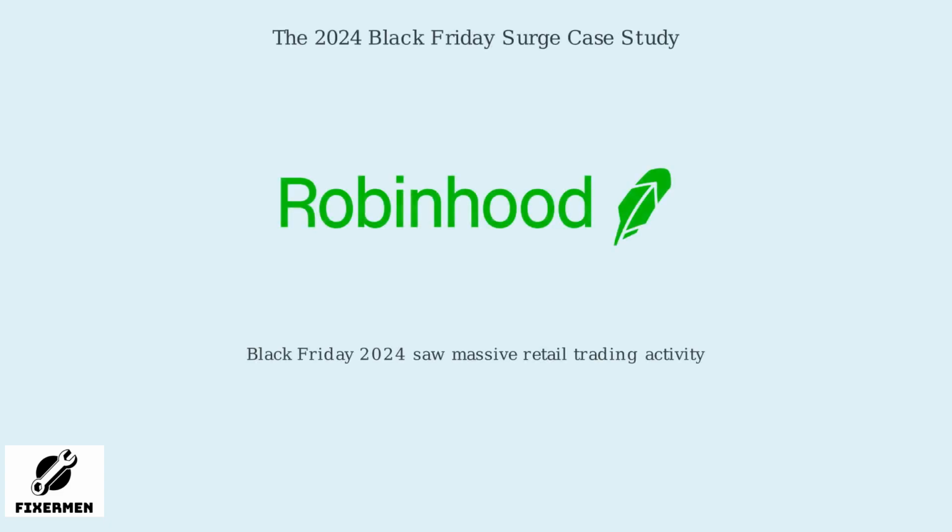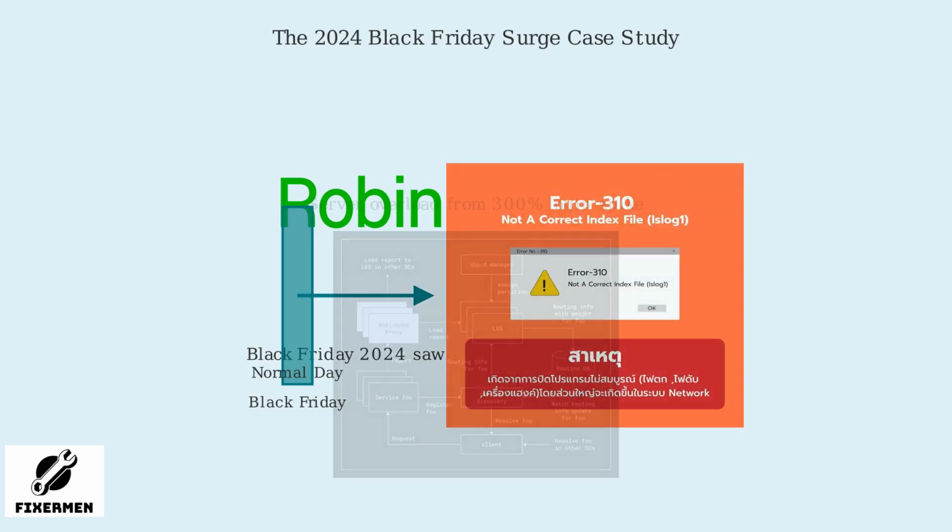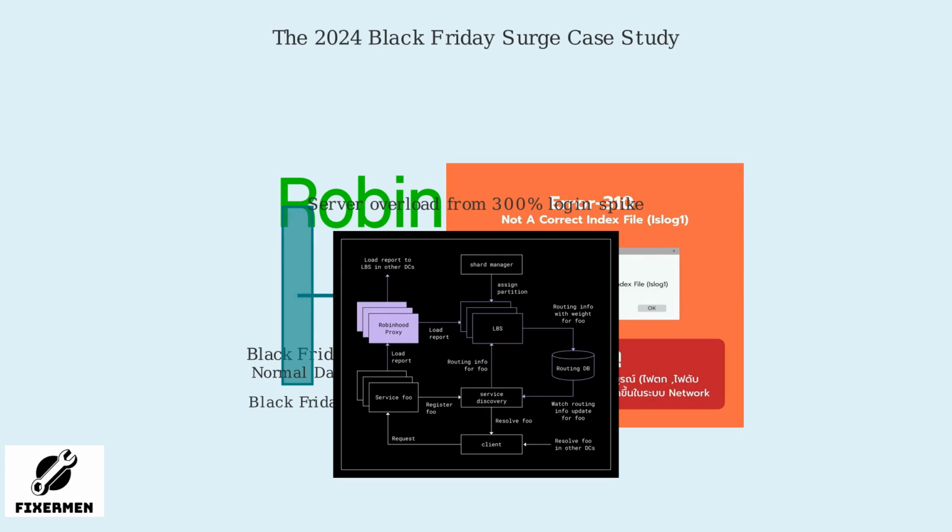The 2024 Black Friday surge provides a real-world example of error 310 in action. During this major retail trading event, thousands of users faced authentication failures due to overwhelming server demands. Black Friday typically sees a huge spike in trading activity as investors take advantage of the holiday weekend. In 2024, login attempts surged by over 300% compared to normal days. This massive influx overwhelmed Robinhood's authentication servers, triggering error 310 for many users who couldn't log in despite valid credentials.